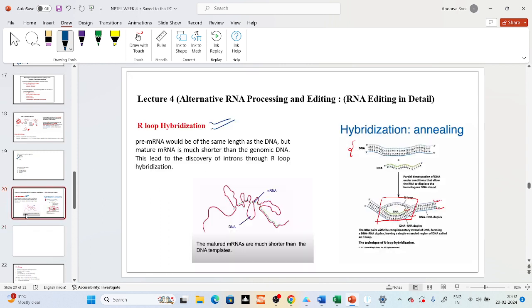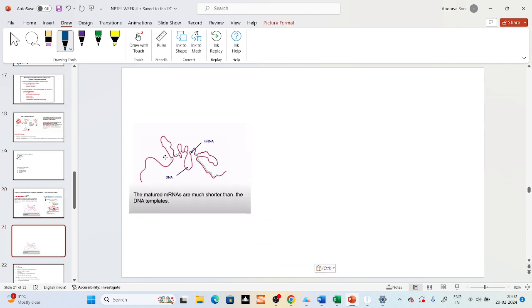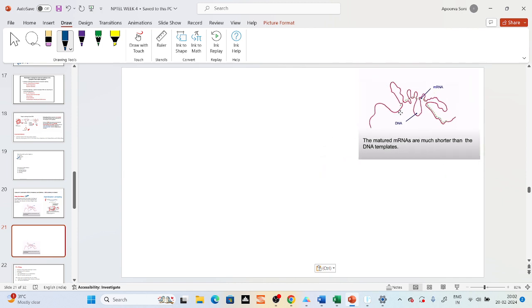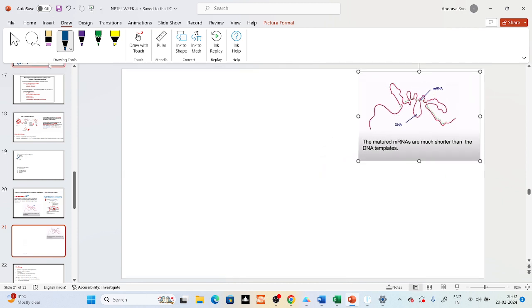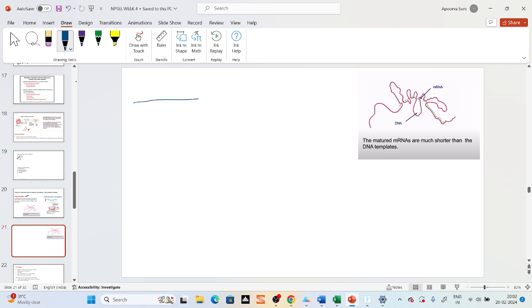So what I'll do is, I'll copy this here so that I can explain what I want. Now this is your pre-mRNA, and this pre-mRNA is formed from DNA. This is the DNA. From this, pre-mRNA has been formed.